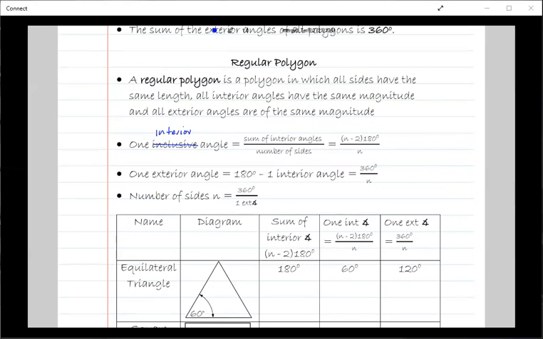Let's talk about one exterior angle. Now, one exterior angle, you will learn later that the interior angle and the exterior angle are angles on a straight line. So one exterior angle is equal to 180 degrees minus one interior angle. But one exterior angle is also equal to 360 degrees divided by n. Let me show what I mean.